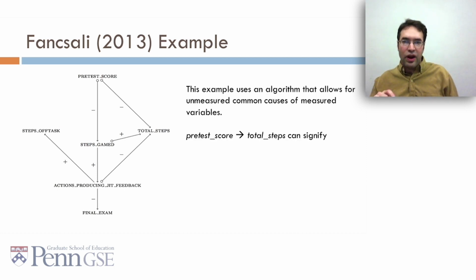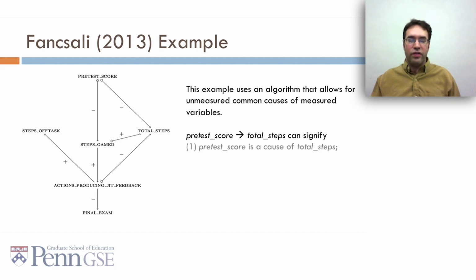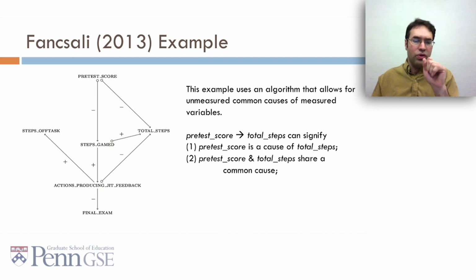This example uses an algorithm that allows for unmeasured common causes of measured variables. In other words, pretest score to total steps, the negative correlation between these two, can signify 1, that pretest score is a cause of total steps, but 2, they share a common cause, or 3, both.